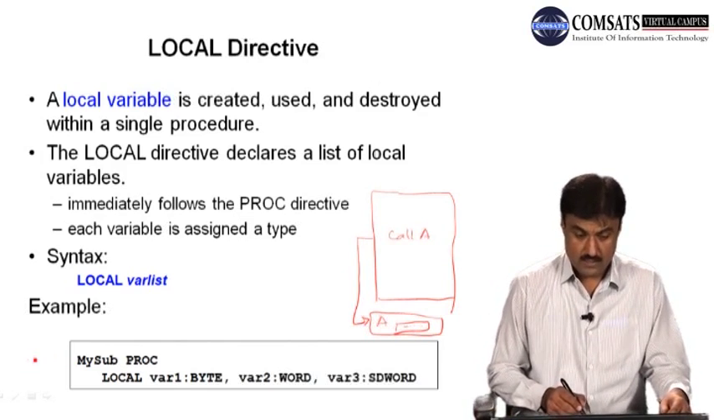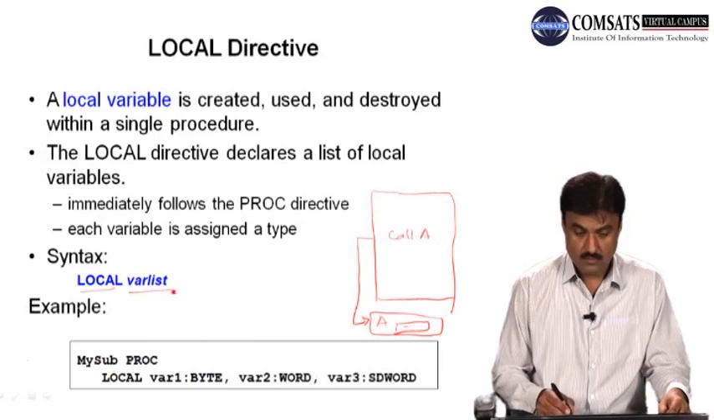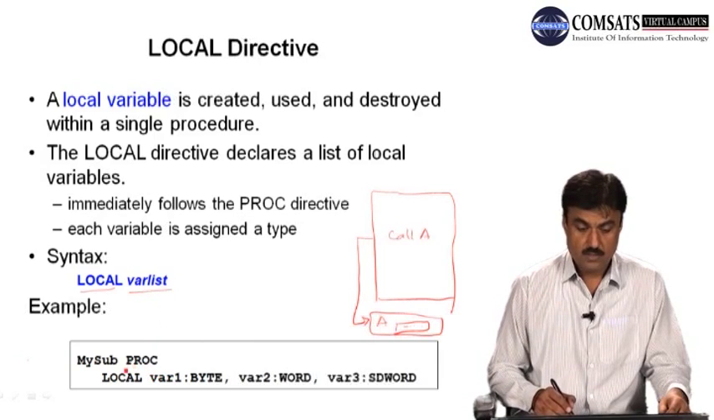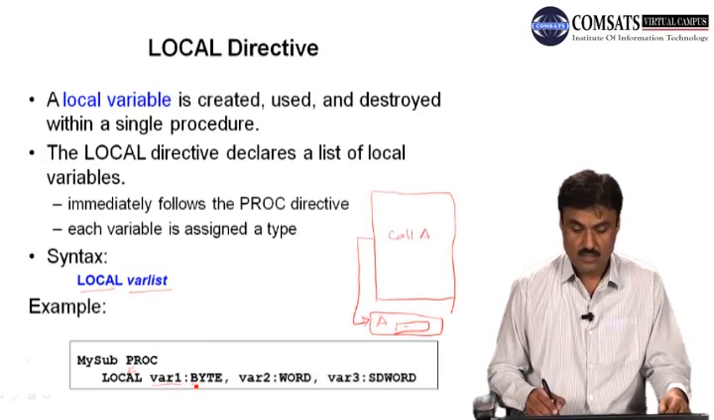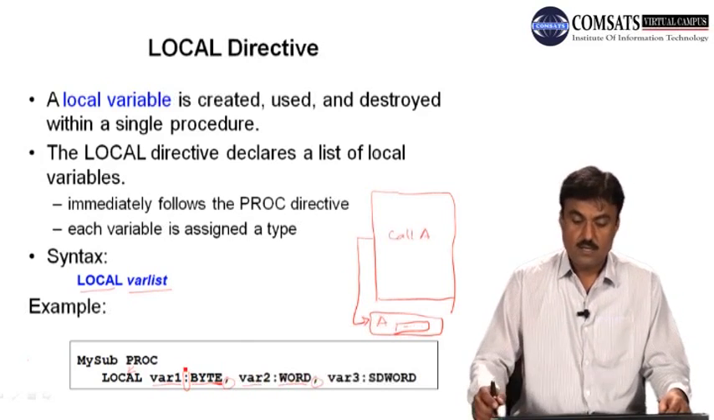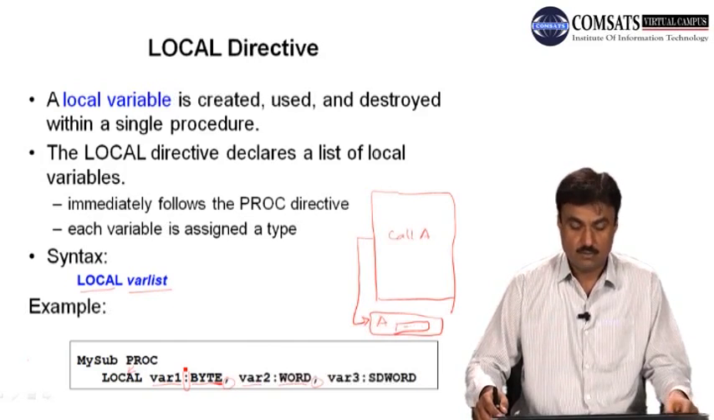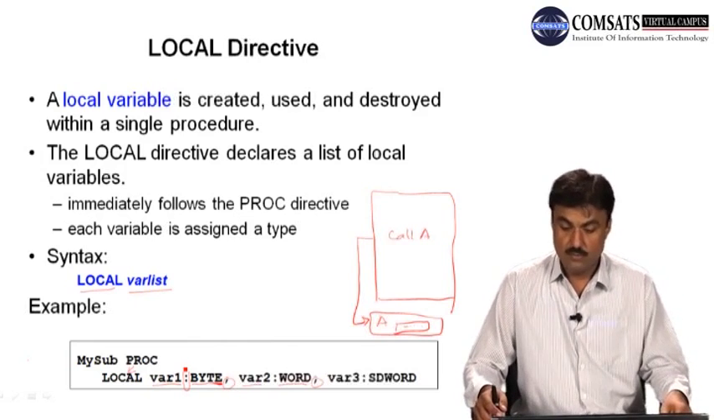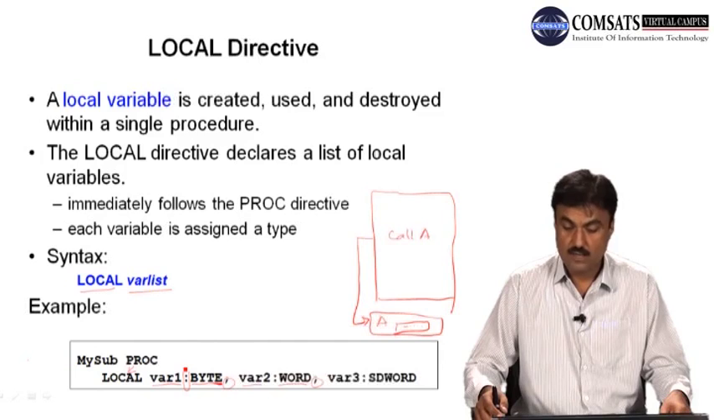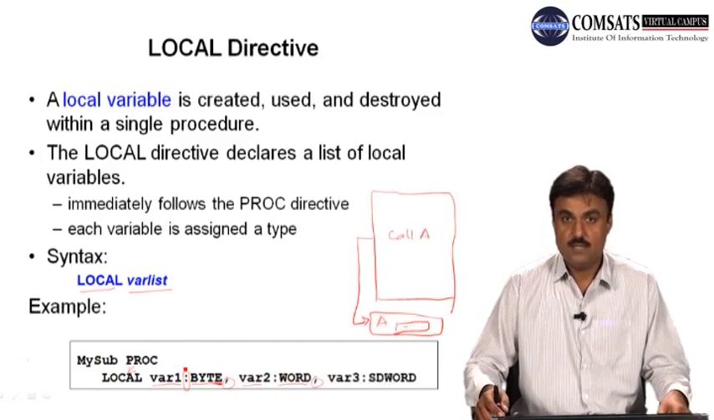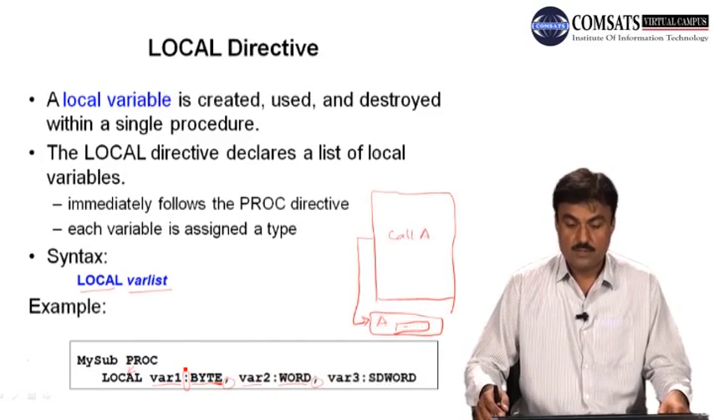So the syntax is local and then there is a variable list. This local directive immediately follows the procedure directive, and we have variable 1 and its type here, and variable 2 and its type here, and they are separated by commas. When we define a type, it is preceded by the colon sign. There are 3 variables here. You can see the first variable is a byte, the second variable is the word type, the third variable is the signed double word type, and so on. So these are the local variables.